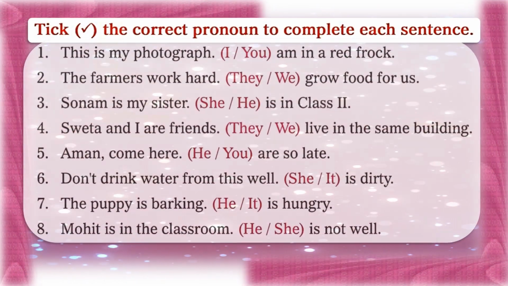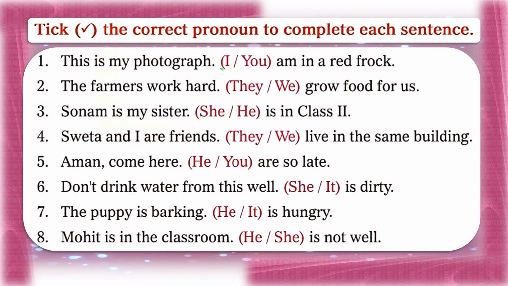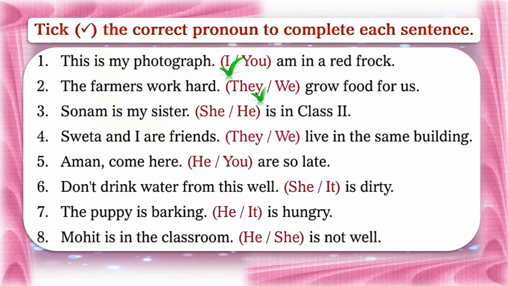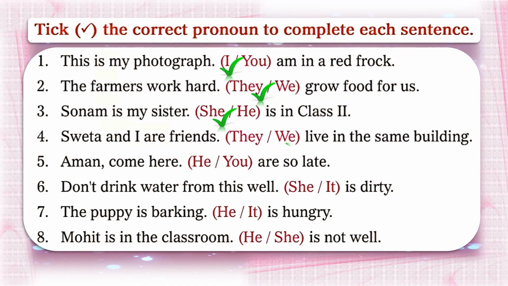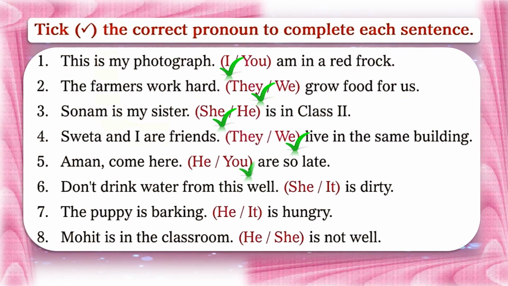Now take the correct pronoun to complete each sentence. This is my photograph. I am in a red frock. The farmers work hard. They grow food for us. Sonam is my sister. She is in class 2. Shweta and I are friends. We live in the same building.